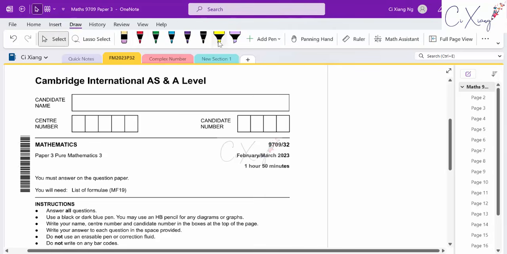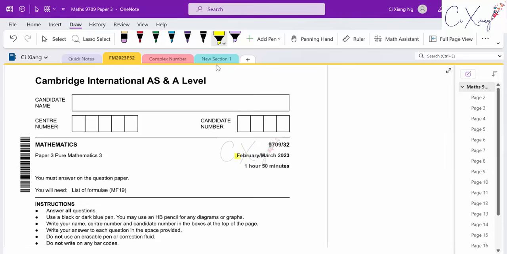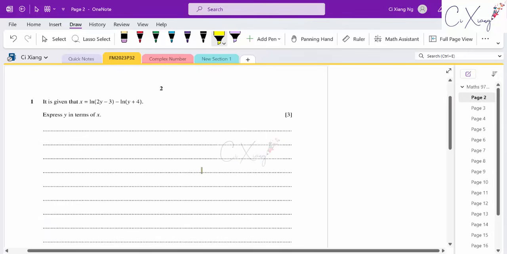Right, so we will be discussing the questions from February-March 2023, the Pure Mathematics 3, Paper 3-2 in this video. So we start from question number 1. It is given that x equals ln(2y - 3) - ln(y + 4). They want us to express y in terms of x.